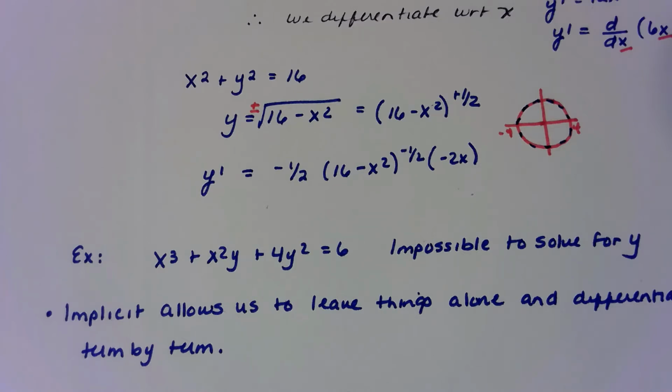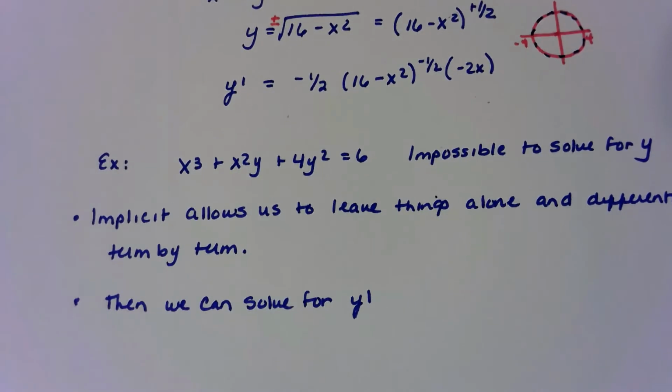So implicit differentiation allows us to differentiate with respect to x, even though our variables aren't all x's. Leave things where they are and differentiate term by term, and then solve for y prime by getting it to one side of the equation and getting everything else over to the other side.